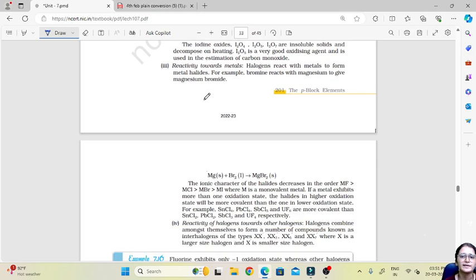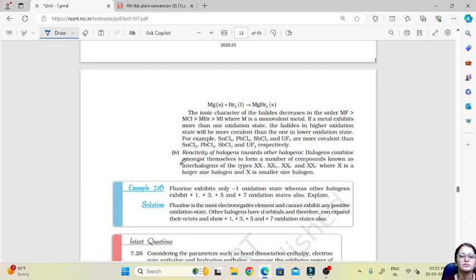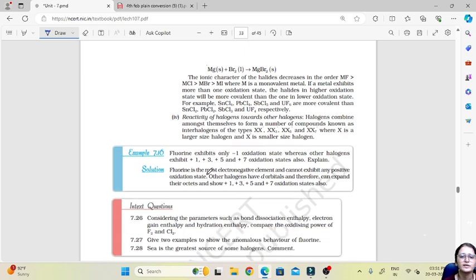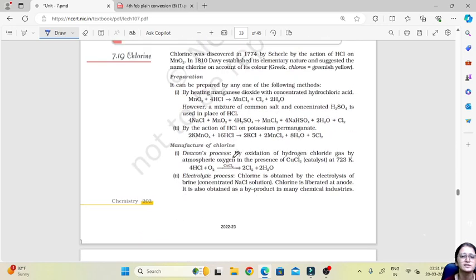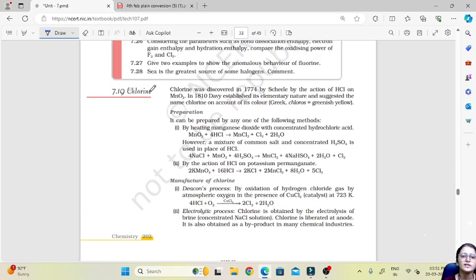Then reactivity towards metals, magnesium plus bromine. Bromine is the halogen which is treated with magnesium metal to give magnesium bromide. Then ionic character decreases in the order: ionic character of the halides is more in fluorine, then chlorine, bromine, and then iodine. Then reactivity of halogens towards the halogens, that means they can form interhalogen compounds, which we will see as a separate part.